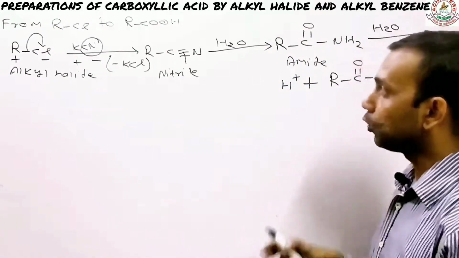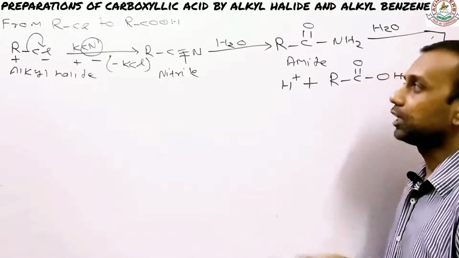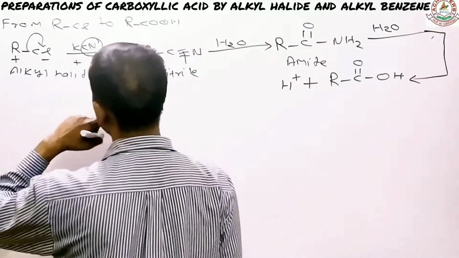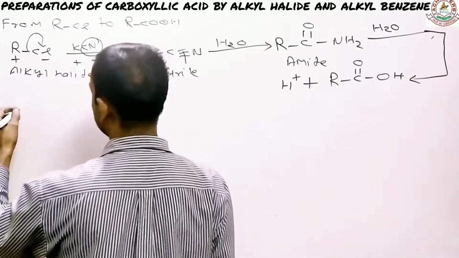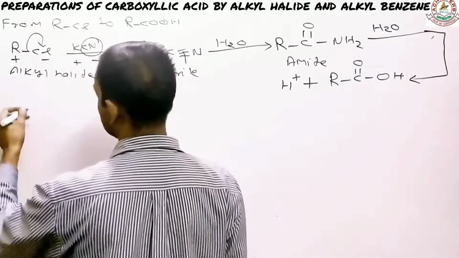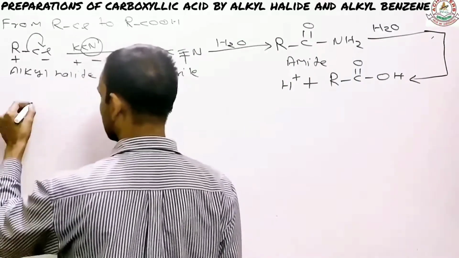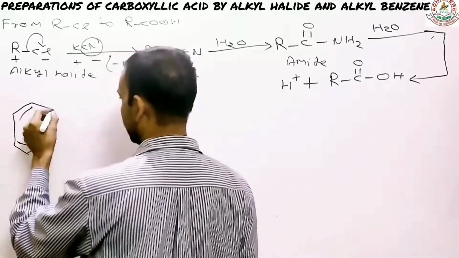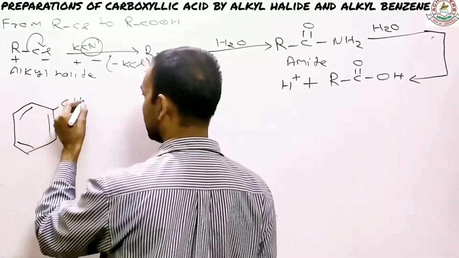So this is the first one. I hope I've helped you. Now let's go through the second part. Let's take an example here, like maybe alkyl benzene, right? This is going to be something new here. So this is an alkyl benzene. Now I'm placing a methyl group here.